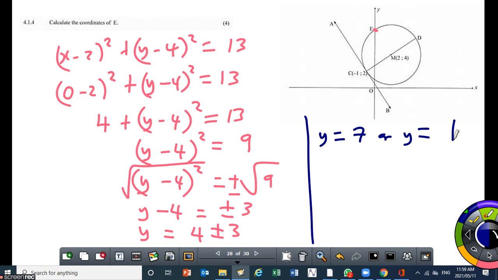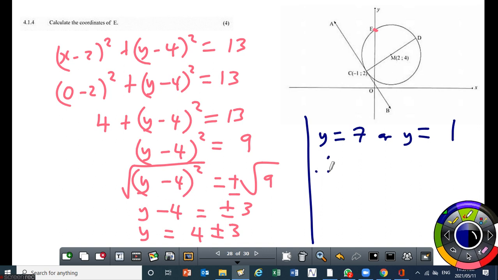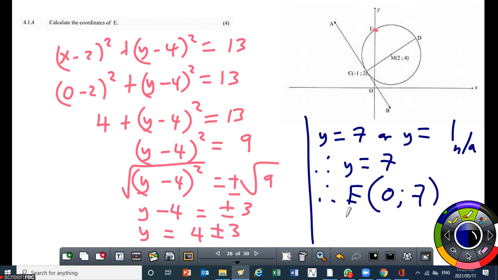Because you can see it by the background. I would say because the value of y at the center is a positive 4. So it can't be 1. Yes, at this point here, y cannot be less than 4. So we say here, we reject that 1, therefore y is equal to 7. Therefore, our coordinates of E are going to be x is 0, and y is positive 7.